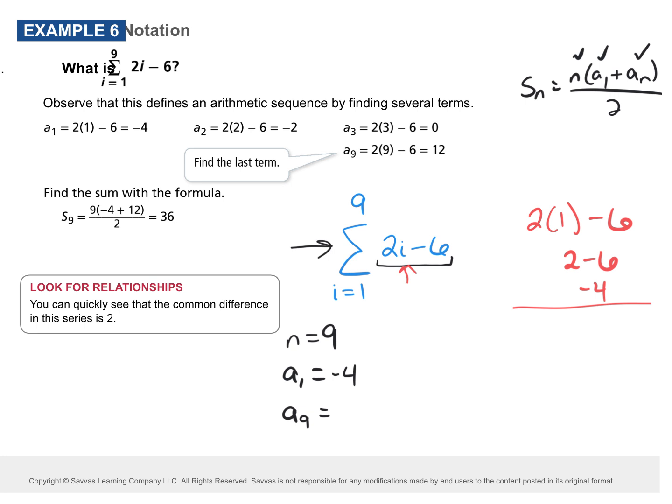What's my n if we have a9? 9, right? So we're going to plug 9 in for i, just like we did to find a1. Okay, so we have 2 times 9 minus 6. What's 2 times 9? 18. 18 minus 6. 12. So our an, or a9, is 12.